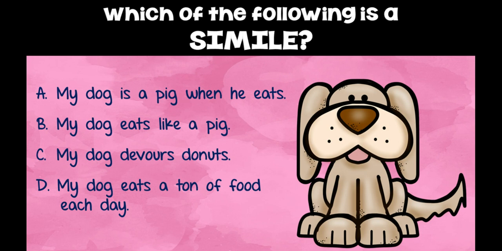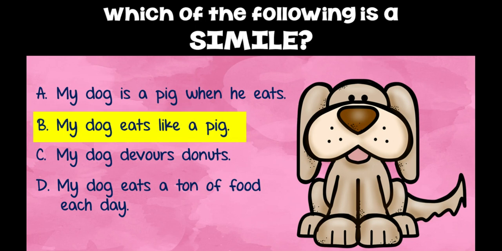Okay, let's look at it. Which of the following is a simile? A, my dog is a pig when he eats. In this case, we are comparing your dog to a pig. However, you are not using the words like or as. So A is not a simile, it is a metaphor, which we will talk about next. Let's look at B. My dog eats like a pig. In this case, you're comparing your dog to a pig, and this time you have the word like. So you should have circled B. B is showing a simile.